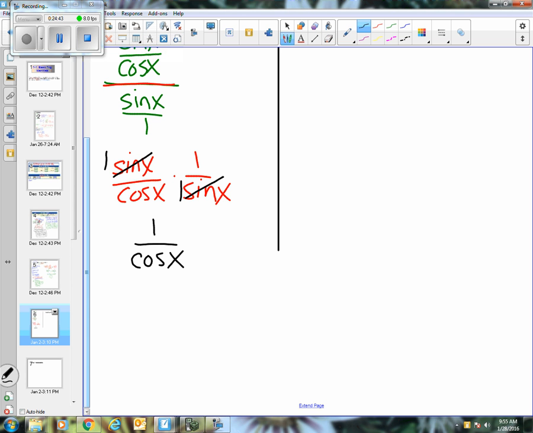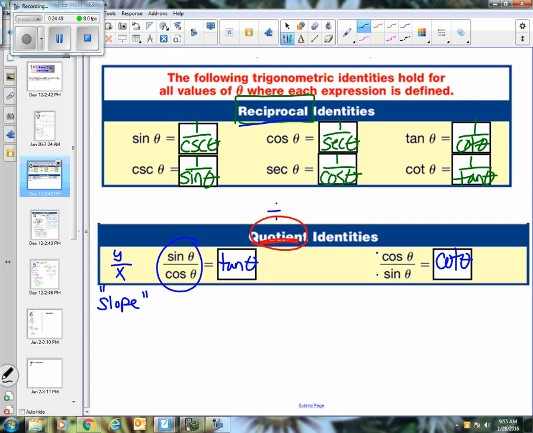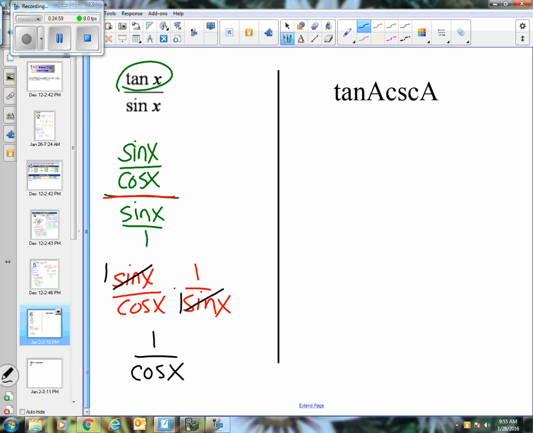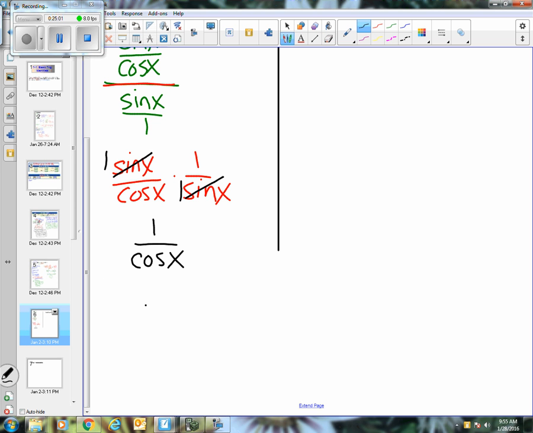Now, is that enough? Is 1 over cosine simplified, do you think? So if you go back and look at your list of possibilities, is there something that you could replace 1 over cosine with? Well, it looks like it's secant. So the question is, do you think that's a better answer? Well, I think a lot of people would say it is because now you no longer have a division. It's just a single function name. So if you can get it all the way down to a single function, that's fantastic.